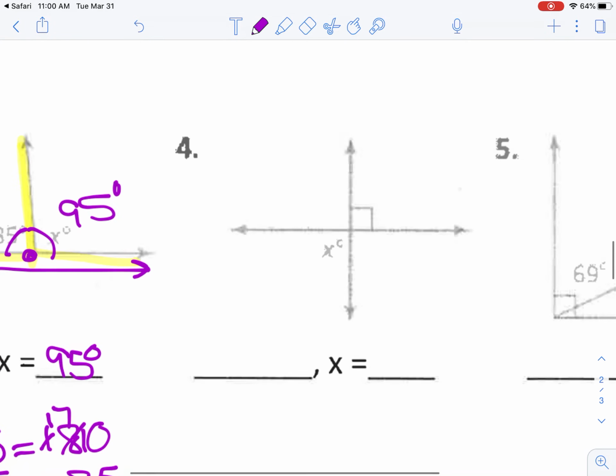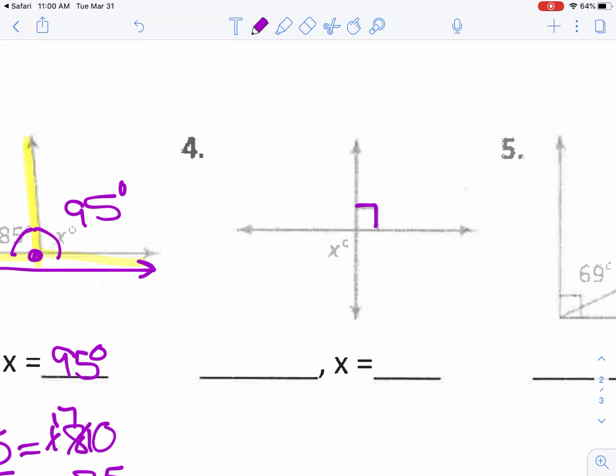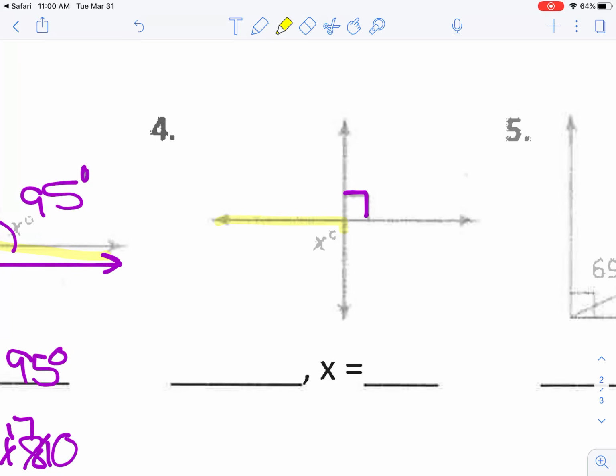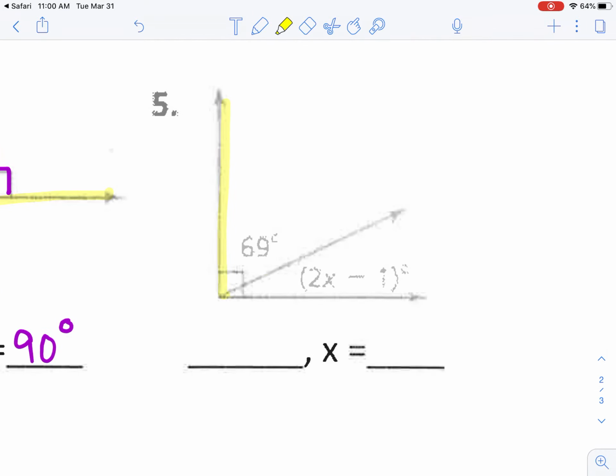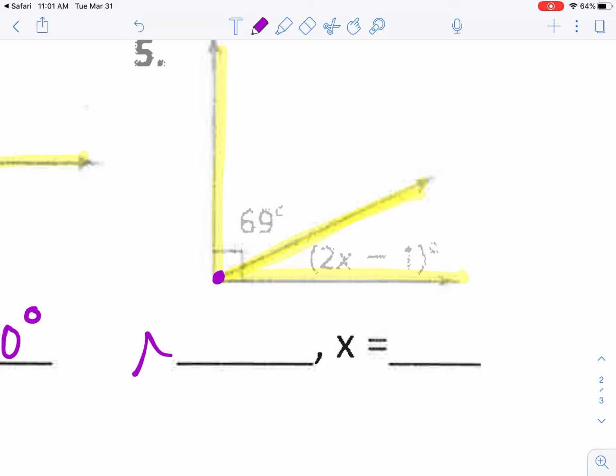Okay. Number 4, obviously our x is right here. This angle is 90. Okay. I'm obviously solving for x. They do not share a common side. They share a common vertex, so these are vertical. And x is obviously 90 degrees. It's that right angle. Opposite angles are congruent. Number 5. So here's an angle. Here's an angle. They share a side. They share a common vertex, so this must be adjacent angles.